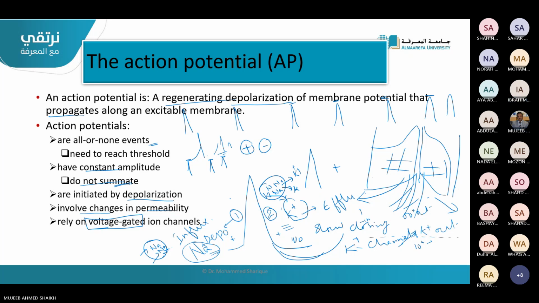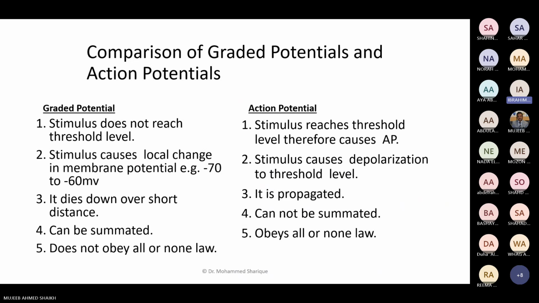Thank you. So this is the slide showing you the difference between action potential and graded potential. What is the difference? In graded potential, the stimulus does not reach the threshold, like this, and comes back. Here, for action potential, the stimulus has to reach this line. Then only there will be an action potential.